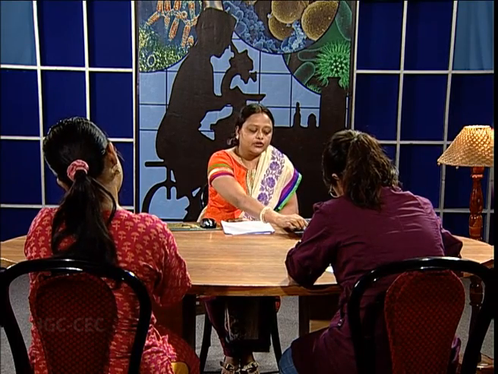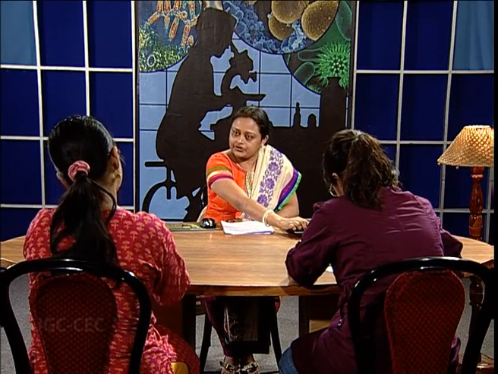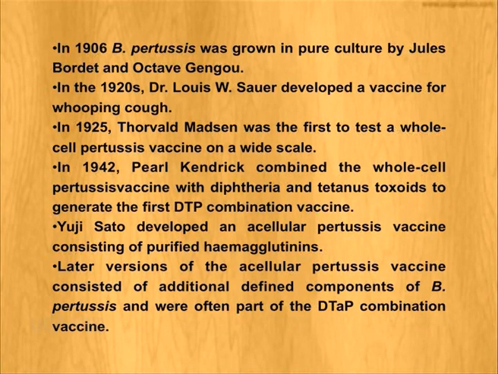So they have a good name in the history of Bordetella pertussis. To end the list, we have several others, like Dr. Louis W. Sauer, who in the 1920s developed a vaccine for whooping cough. So this was the first time a vaccine was developed.